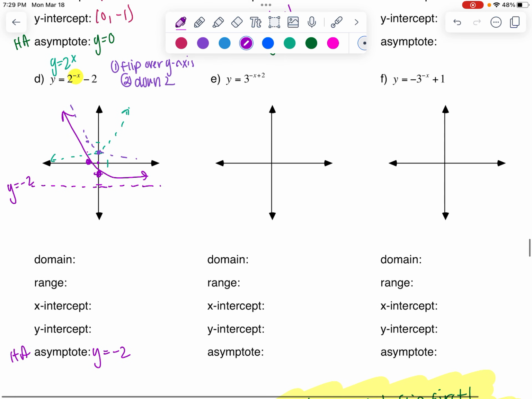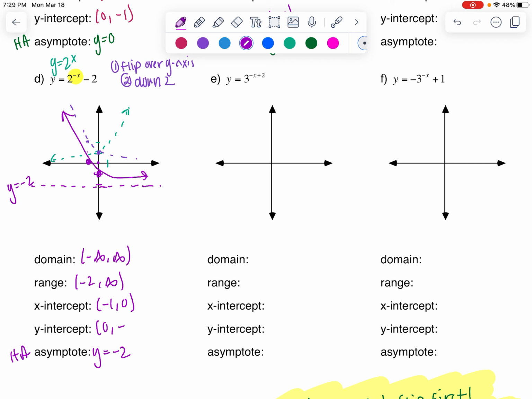Our domain is still -infinity to infinity. Range is now going from -2 to infinity. The x-intercept changes. We actually do have one. It's at (-1, 0). And our y-intercept is at (0, -1).